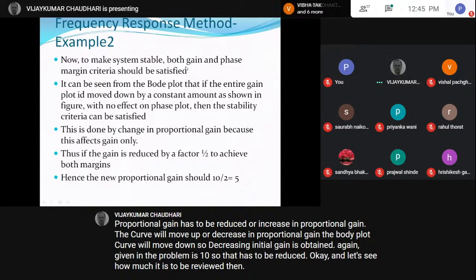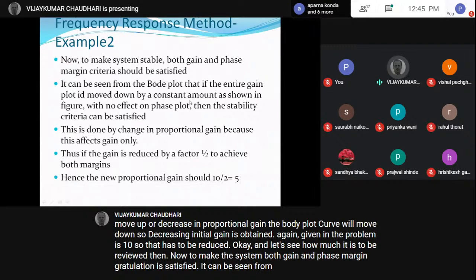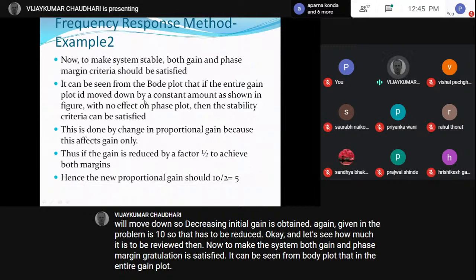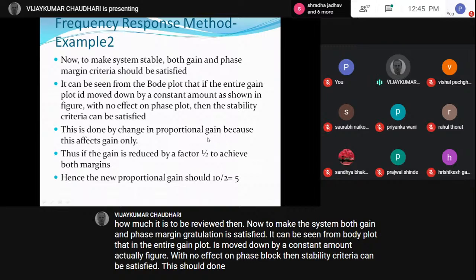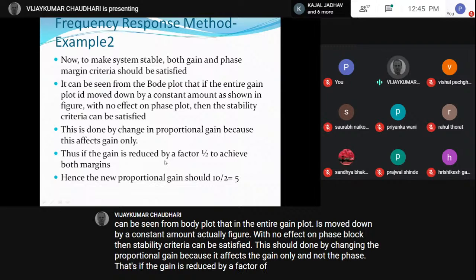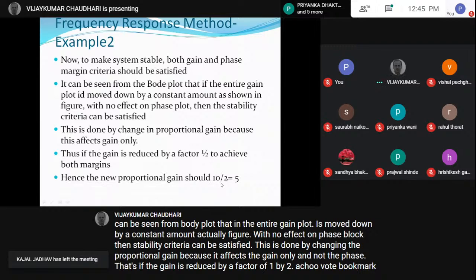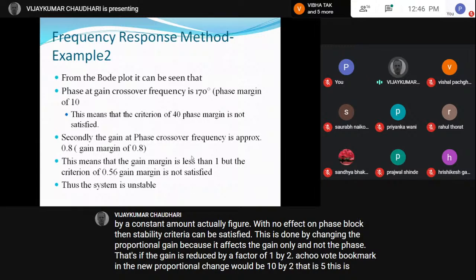Now, to make the system satisfy both gain and phase margin criteria, it can be seen from the Bode plot that if the entire gain plot is moved down by a constant amount, as shown in the figure, with no effect on the phase plot, then the stability criteria can be satisfied. This is done by changing the proportional gain because it affects the gain only and not the phase. Thus, if the gain is reduced by a factor of 1 by 2 to achieve both margins, the new proportional gain should be 10 by 2, that is 5. This is seen from the graph.